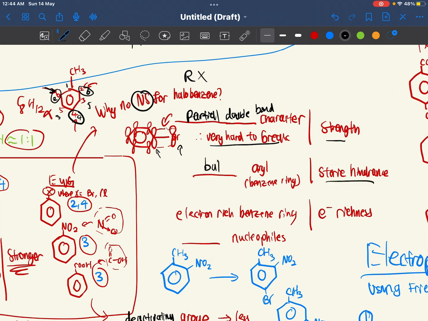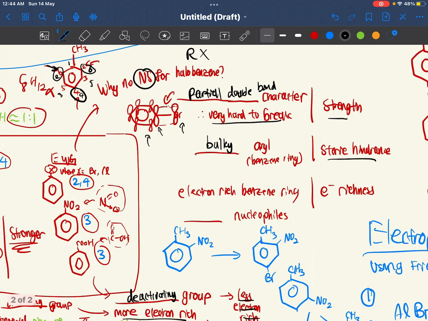The second argument is because of steric hindrance. So we have our bulky benzene ring over here. It's quite a big group actually. So whenever you see, for example, a phenol, I'm not sure if it's soluble in water or not, but my guess would be it is not really that soluble, because it's a very, very big benzene ring. Actually, I think we can think of a better, much clearer example.